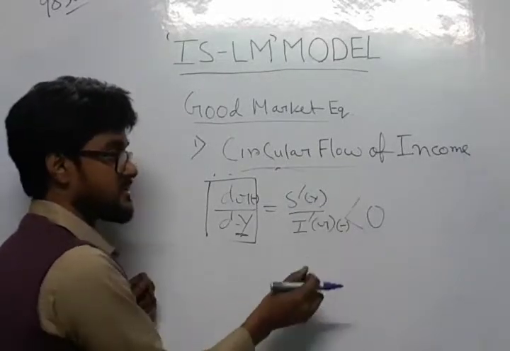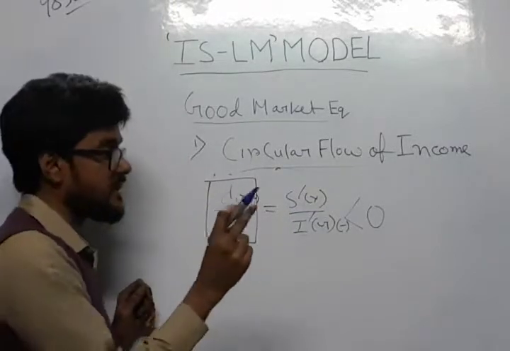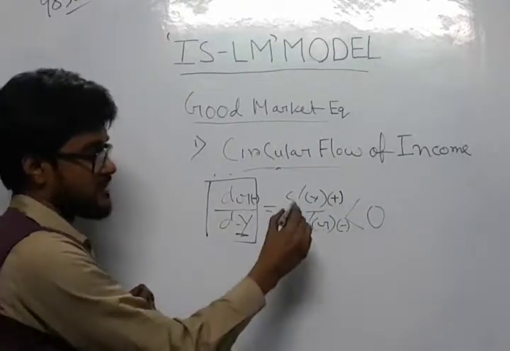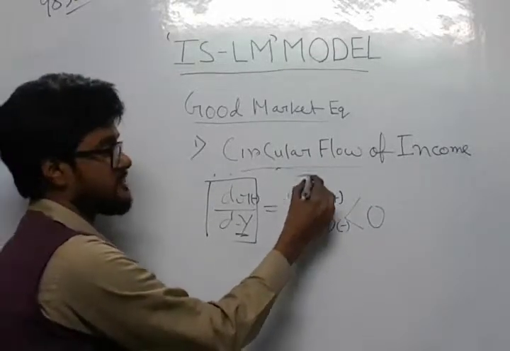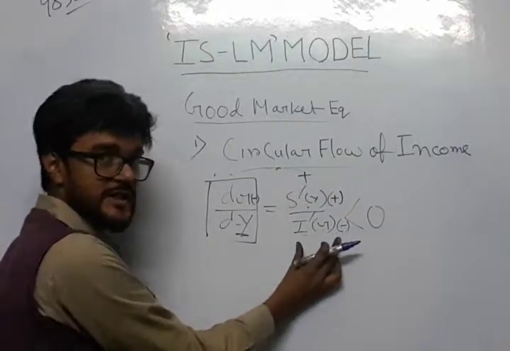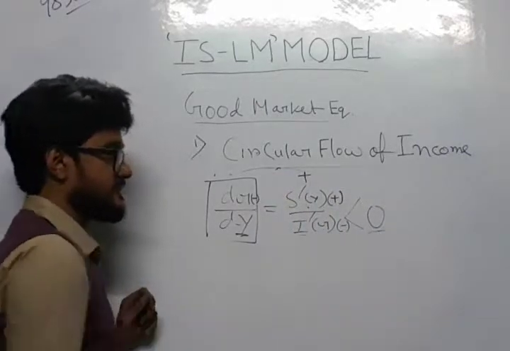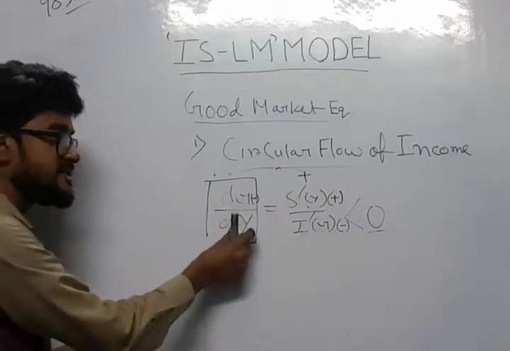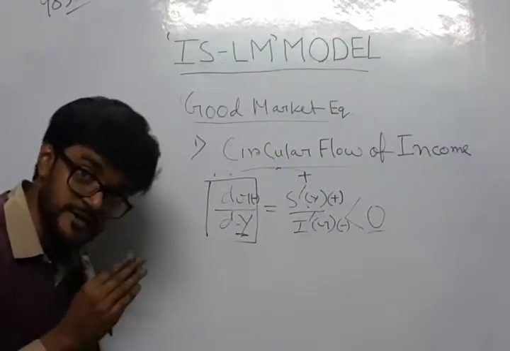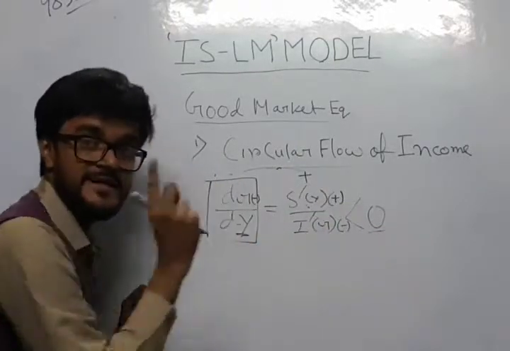And in the numerator, if you remember, the relationship between saving and income is always positive. So this numerator is a positive term and the denominator is negative, so the entire term becomes negative. So dr by dy, the relationship between R and Y, which is our focus of study today, we have got to be negative.